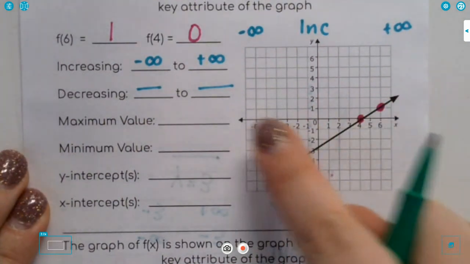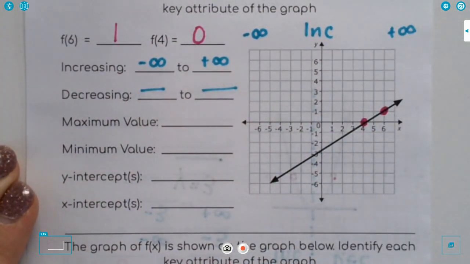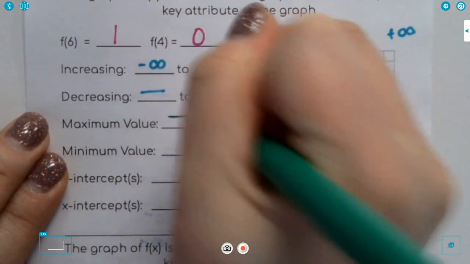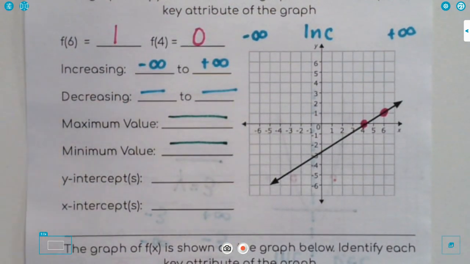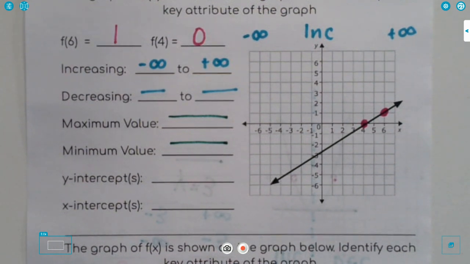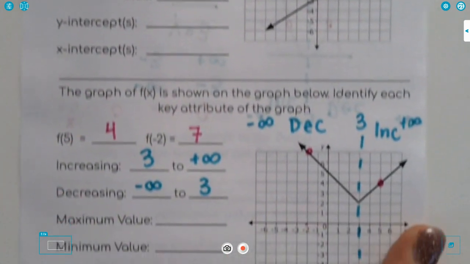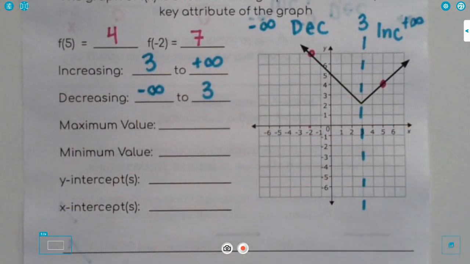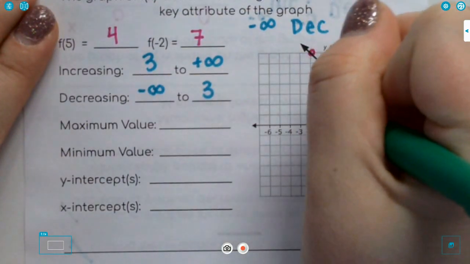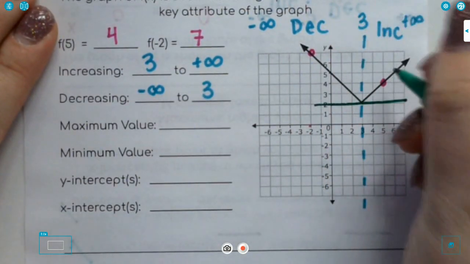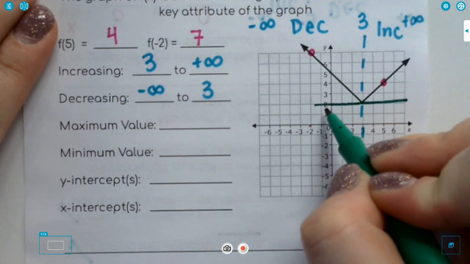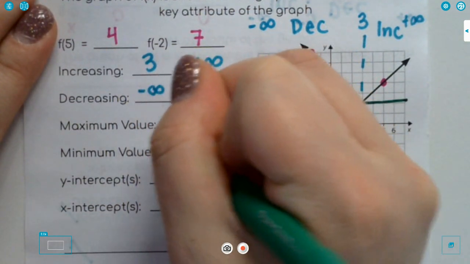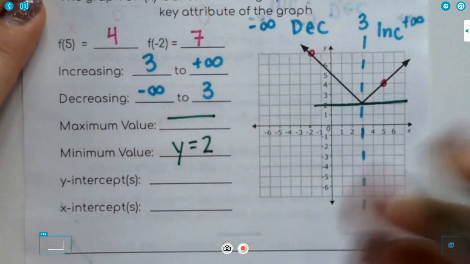This one does not have a high point or a low point, so no high or low. So we are just going to cross off both of these. Okay. And then the last one, this one has a low point. So draw a line right here at our low point. Our low point is a minimum at y equals 2. And we can cross off because we have no maximum.